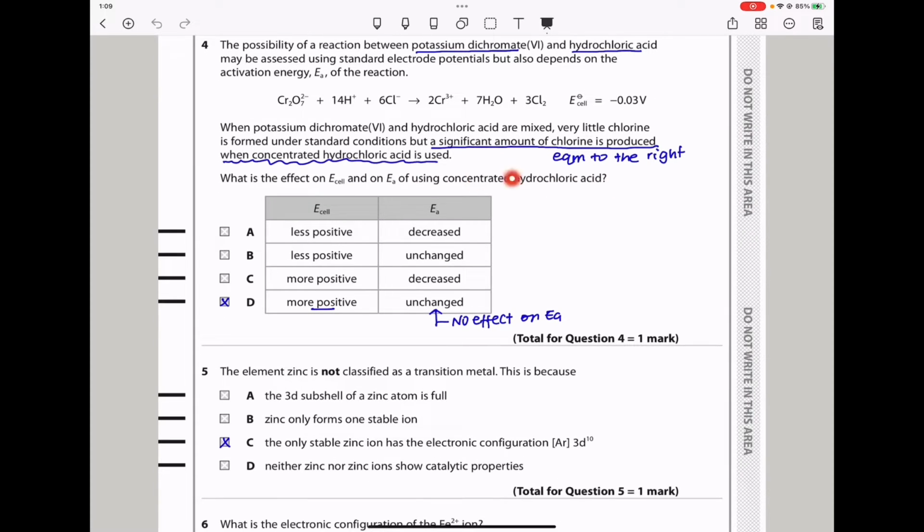So using concentrated hydrochloric acid has no effect on activation energy because it does not change anything. But if you use concentrated hydrochloric acid, the E theta for the cell is going to be more positive. The equilibrium is going to shift towards the right, so the reaction goes more to the other side. So we're going to see a positive E theta for the cell. So this is going to be the answer.